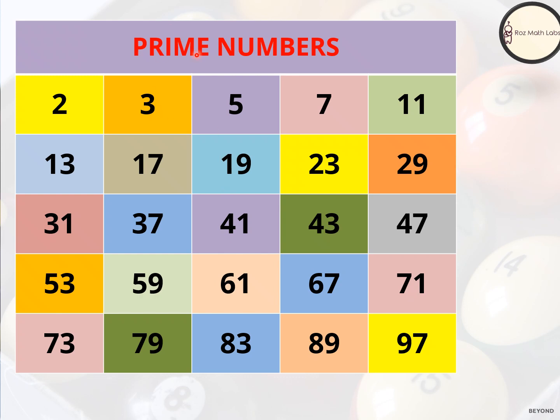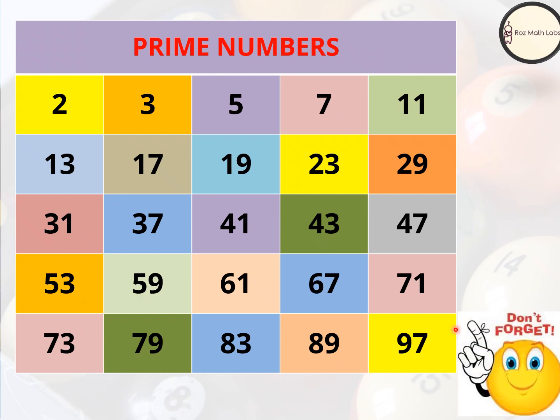So here we see all the prime numbers up till 100. You can see there are altogether 25 prime numbers. Do not forget the sieve of Eratosthenes to find or identify prime numbers.